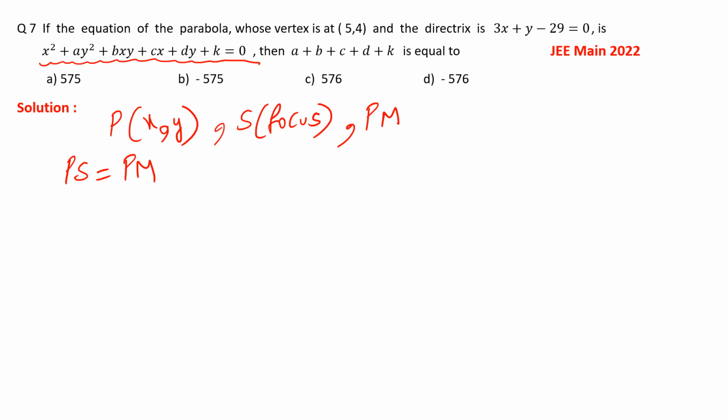Now the problem in this question is that we have not been given the coordinates of the focus. We have been given the coordinates of the vertex. So first of all, we need to get the coordinates of the focus.